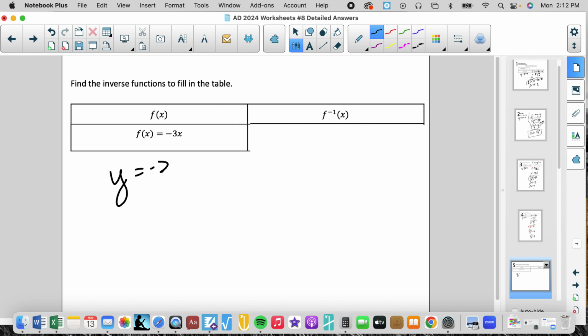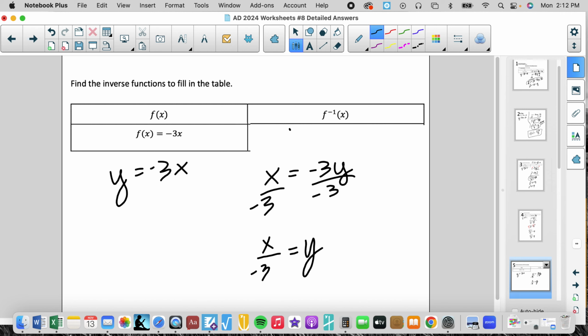y equals negative 3x. The function inverse would be x equals negative 3y. Divide by negative 3. And we get x over negative 3 equals y. So f to the negative 1 of x equals x over negative 3.